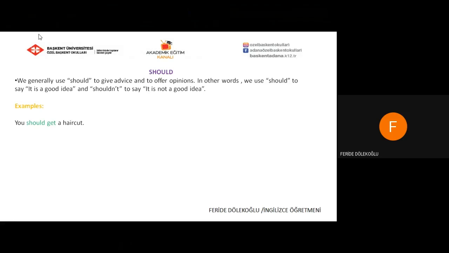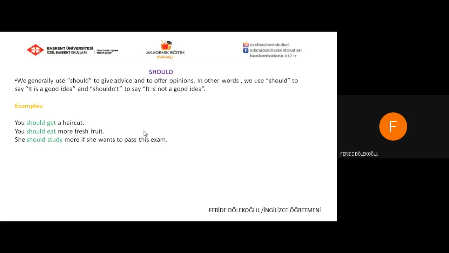You cannot use should with another modal verb. And after should, you use the base form of the verb. What is the base form of the verb? It means verb one. You should eat more fresh fruit. She should study more if she wants to pass this exam.